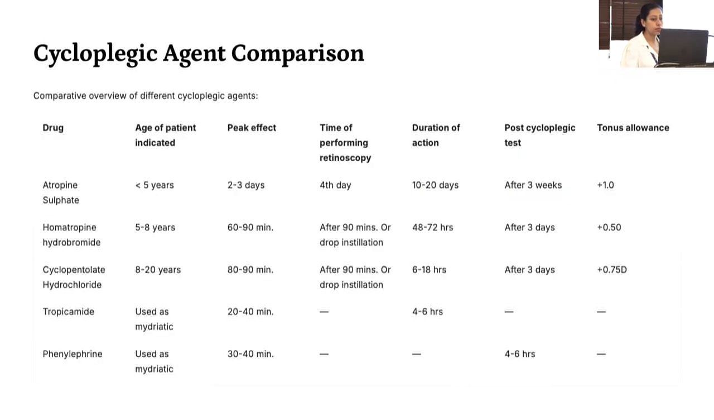So this is a comparison table of the various cycloplegic agents available. As we know, with atropine sulfate, the peak effect comes at 3 days. So retinoscopy has to be done on the 4th day, and PMT has to be done after 2 weeks. And it has a Stoner's allowance of +1. For homatropine and cyclopentolate, the peak effect comes after 90 minutes. So retinoscopy has to be done at 90 minutes and PMT has to be done after 3 days, with the Stoner's allowance as noted in the table. Tropicamide and phenylephrine are agents used just for mydriasis. They have a very negligible cycloplegic action.